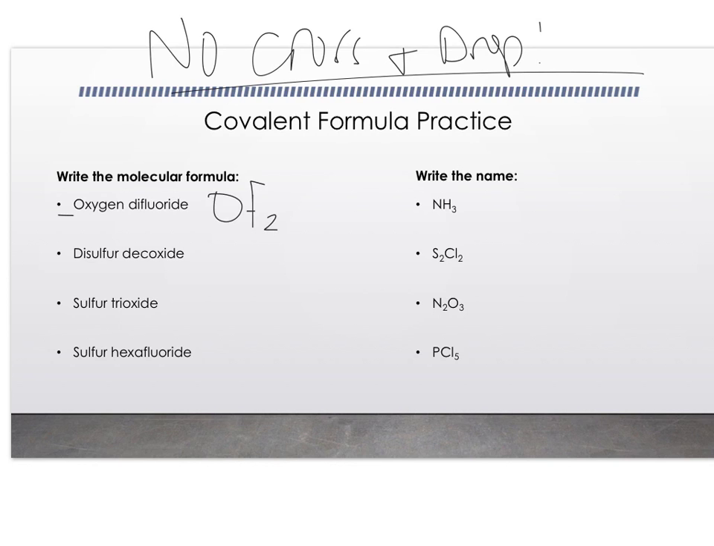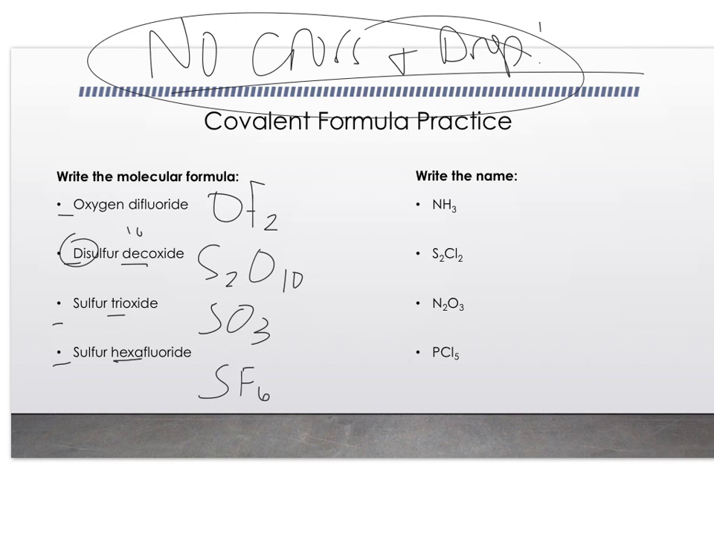And we know these are all covalent because there are no metals in these formulas. So then the disulfur, di represents 2, so there's 2 sulfurs. Deca oxide, so that would be an O with a 10 because the deca represents the number 10. Sulfur, there's no prefix, so it's an understood 1. Trioxide, 3 oxygens. Sulfur, again, there's no prefix, so it's just an understood 1. Hexafluoride, the hexa represents a 6. So you literally write out what the formula says. There's no cross and drop.